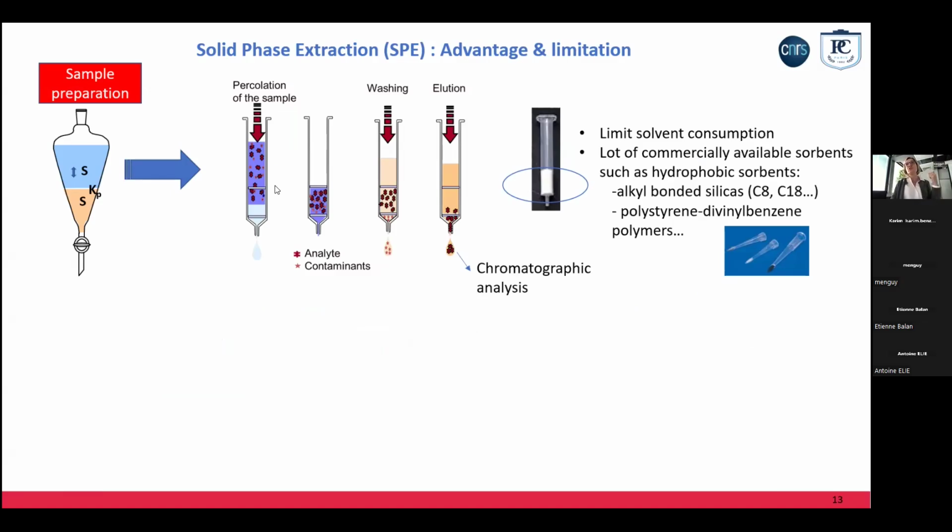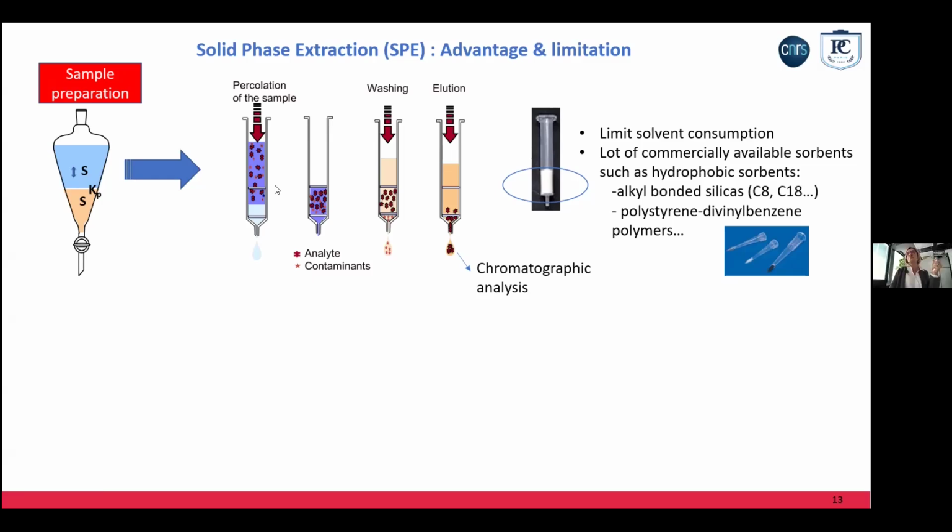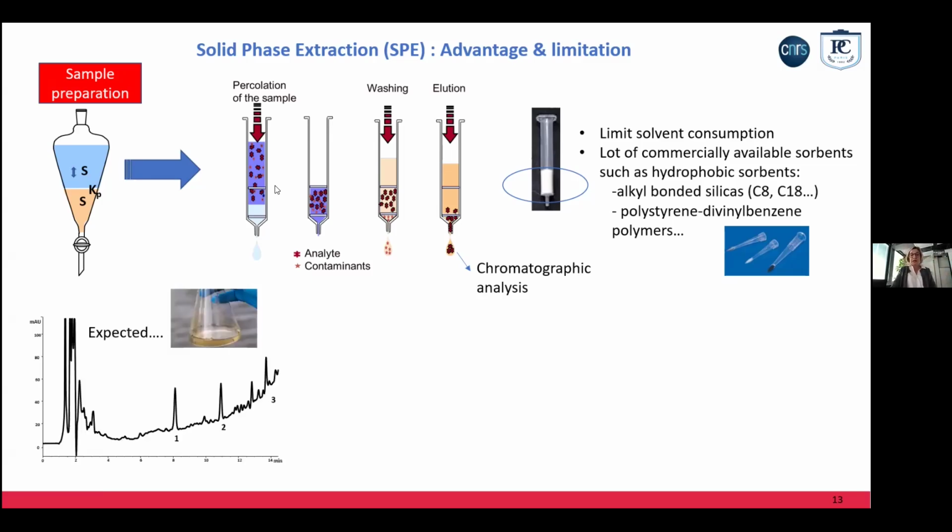solid phase extraction. This method consists in percolating a sample through the cartridge. If you select well the solvent, you will have a high retention of your sample on the cartridge during the percolation. You can wash the sorbent to remove some compounds that are not well retained, and then select a small volume of organic solvent to disrupt the interaction between your compounds and your sorbent, and then to obtain an extract of your sample. It can be very interesting.